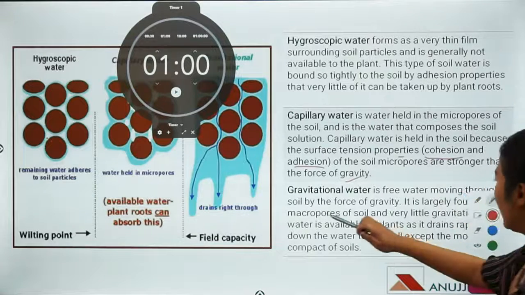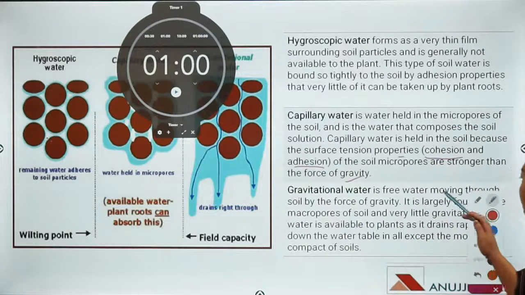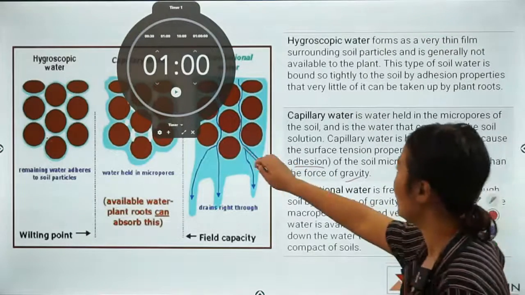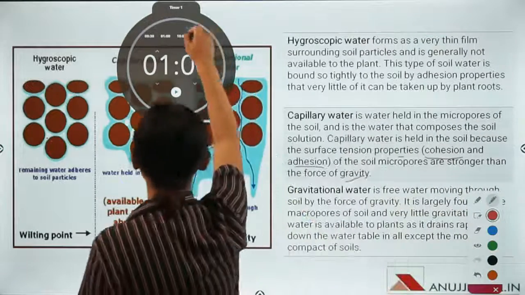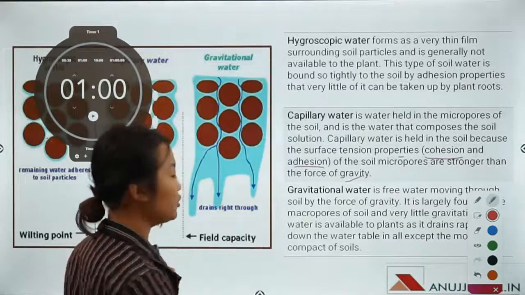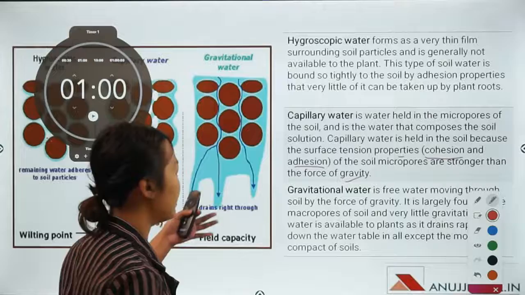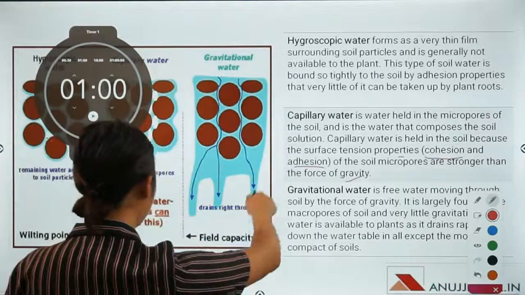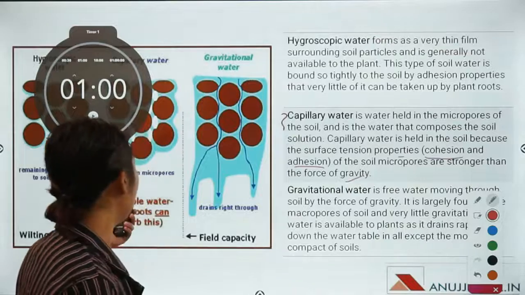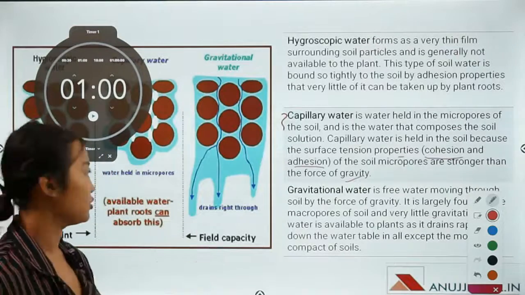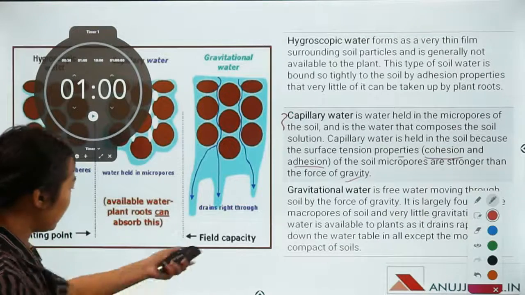As the name suggests, gravitational water is the free movement of water in the soil by the force of gravity. So here you can see that all the water just flows down due to the gravitational force, and then none of the water is available for the plants to absorb. The capillary water is a form of water which is available for the plant roots to absorb.